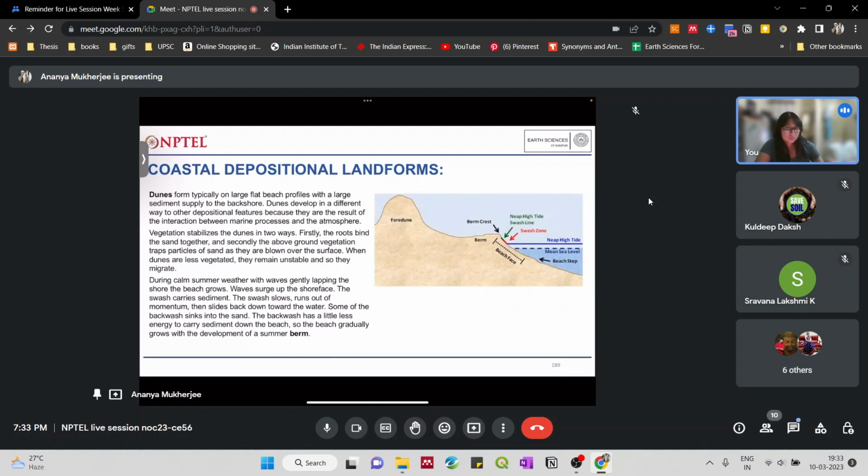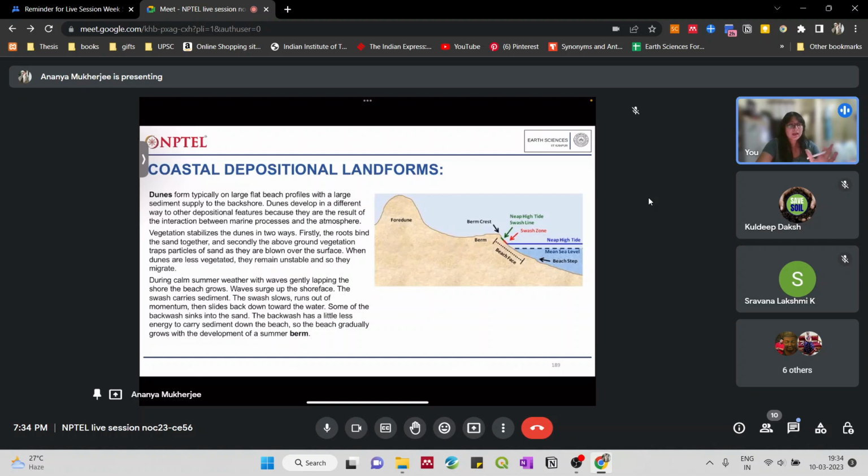Now we come to dunes. Okay, so usually they are forming on flatter beach profiles. There is a lot of sediment supply to the backshore part of the beach. Okay, so these are a bit different, as I said before also. Dunes are not totally formed by wave action. Okay, so it is due to the interaction of marine processes and the wind or the atmosphere.